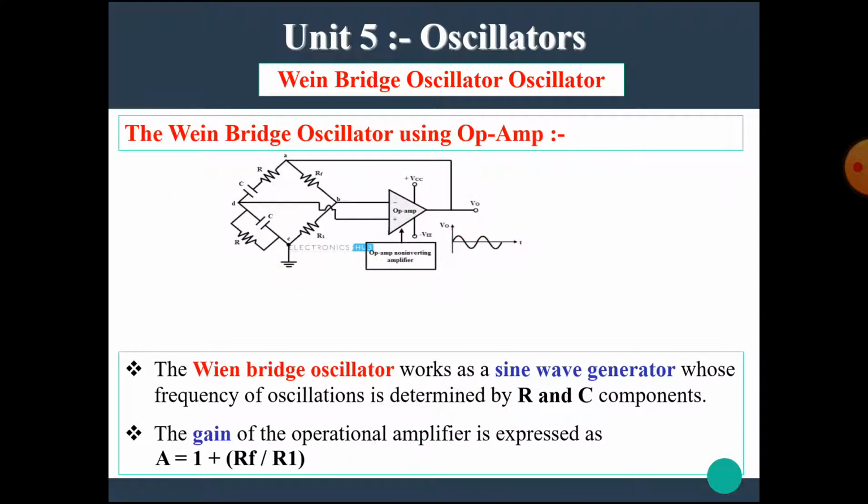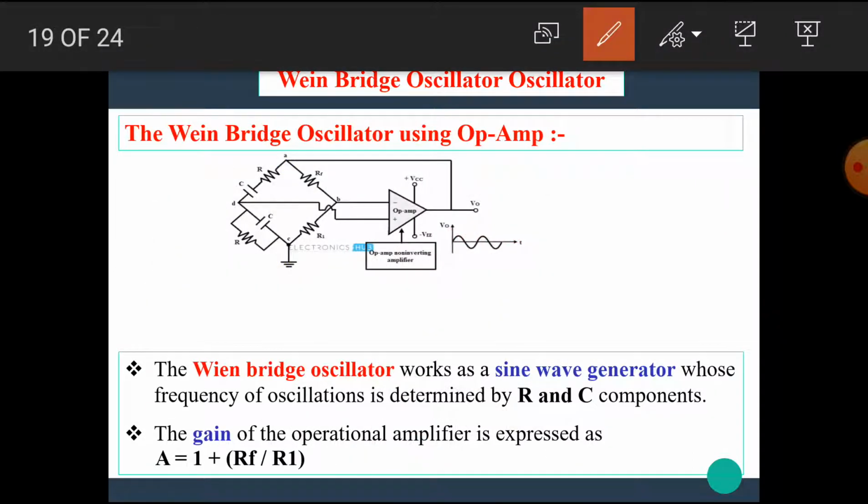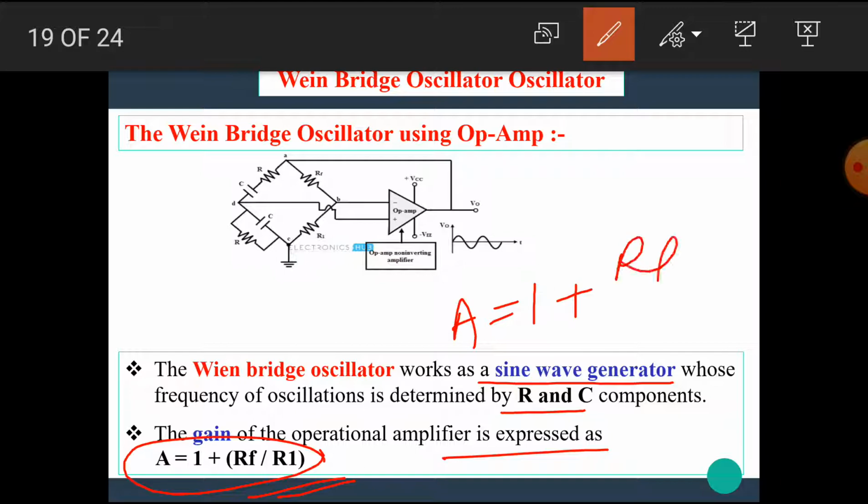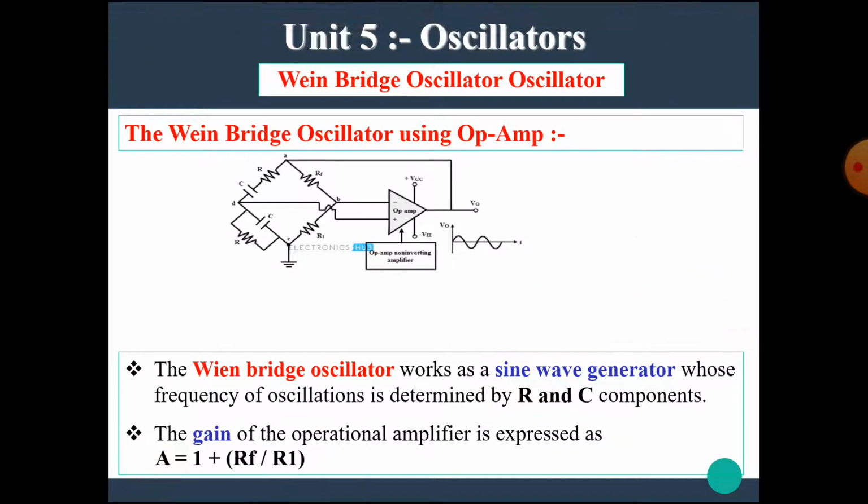Now, the Wien bridge oscillator works as a sine wave generator whose frequency of oscillation is determined by the R and C components. The gain of the operational amplifier is expressed as A equal to 1 plus Rf upon R1. This is the gain of the non-inverting type of amplifier, which is 1 plus Rf upon R1. That means this gain depends upon the feedback resistor value and the input resistor value.